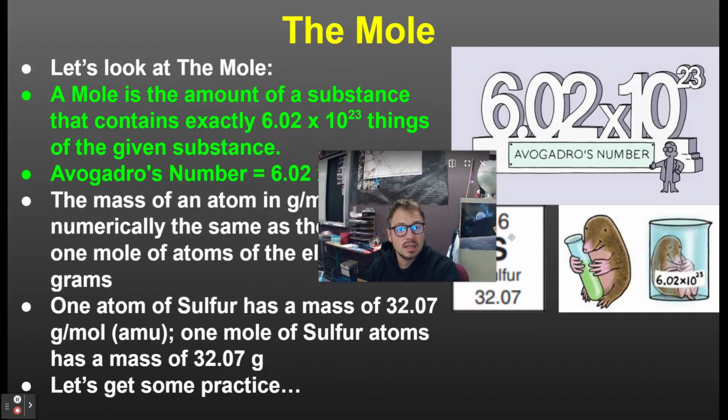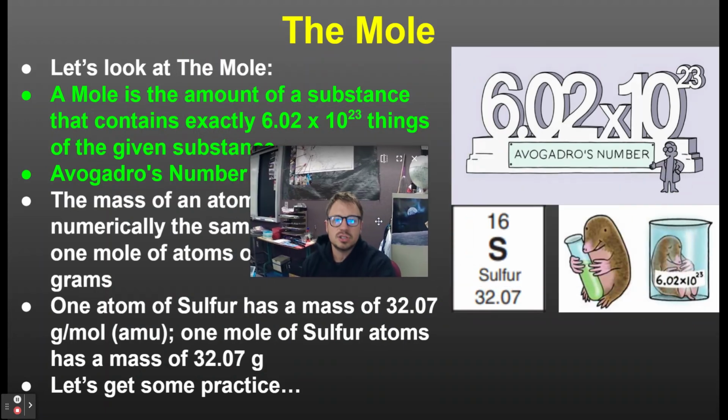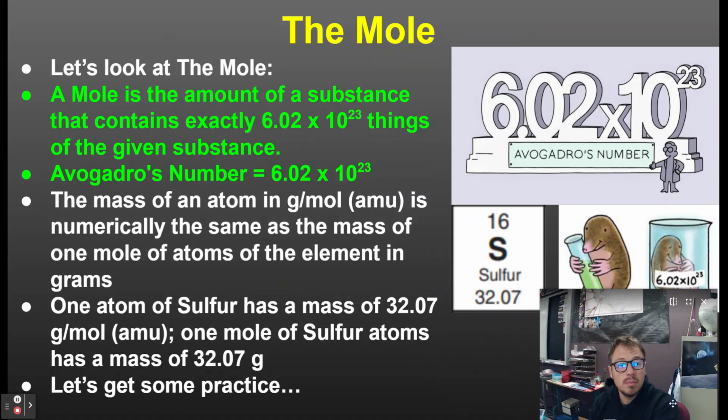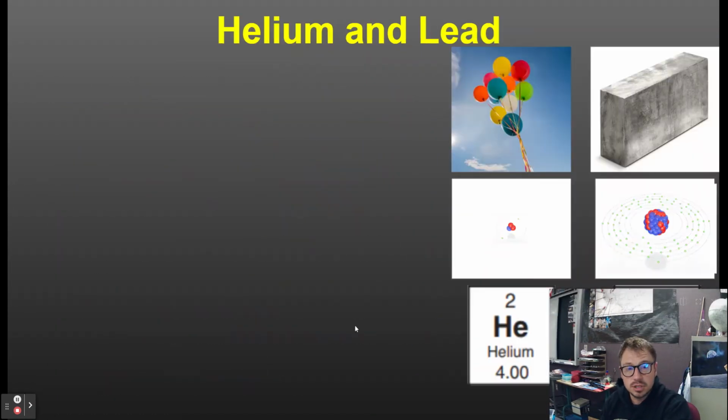So what that means is, let's just look at that number. Let's say I've got sulfur atoms, and I can count them. 1, 2, 3, 4, all the way up to this number. And I'm putting all these atoms on one of those digital balances. Once I get to this number, 6.02 times 10 to the 23rd, that scale would read this down here, 32.07 grams. So I could look at that amount and say, I know exactly how many sulfur atoms are in that amount of mass, right? That's what a mole is. That's what Avogadro's number attempts to do.